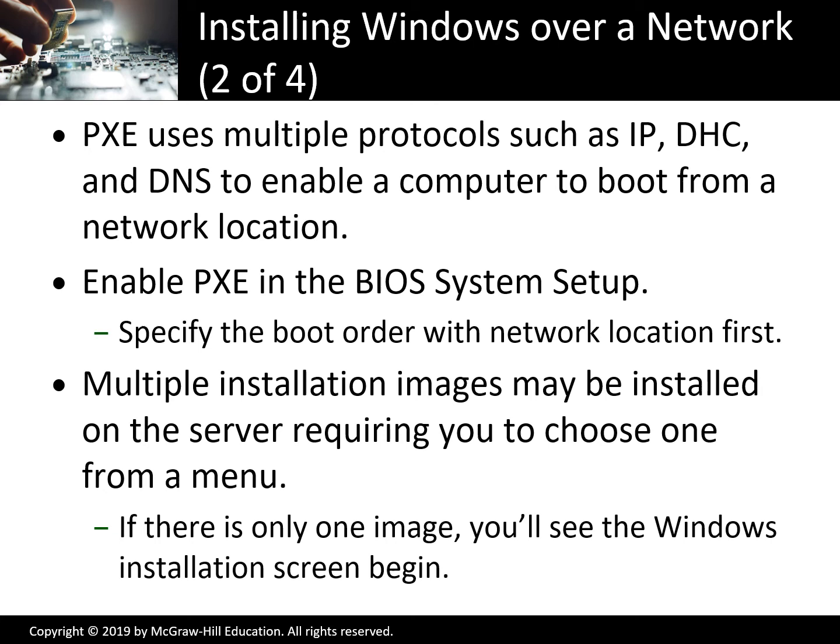So basically, you're going to specify the boot order with network location first. Multiple installation images may be stored on a server, so you simply pick the one you want and install that. Now think about this. You've got different departments, different locations needing specialized software. You simply get an image that you need for that workgroup, then you can install it on multiple machines over the network. Very clean way of doing it. Since you're taking time to get one of them perfect, it's usually a better installation.